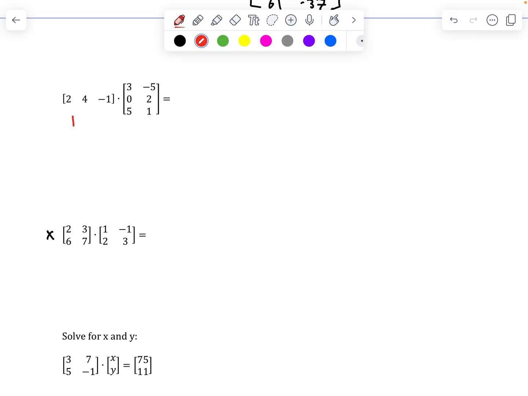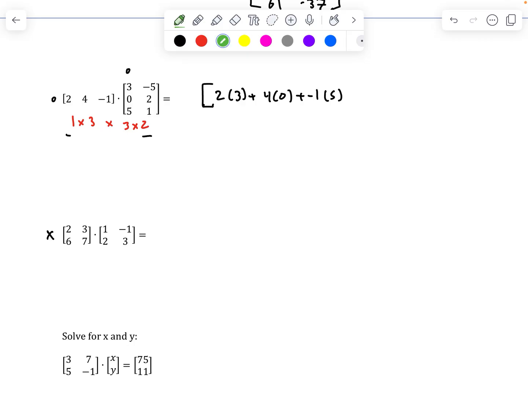This is a 1 by 3, right? 1 row, 3 columns, and this is a 3 by 2. Same number of columns in the first as rows in the second, meaning we can multiply it, and our result should be a 1 by 2. So I'm going to take the first row, the only row, and multiply it by the first column. 2 times 3 plus 4 times 0 plus negative 1 times 5.